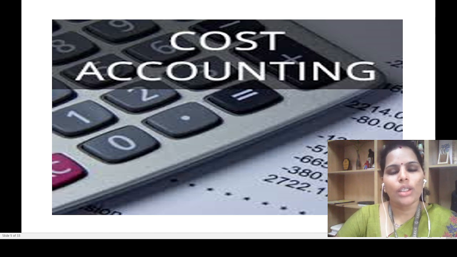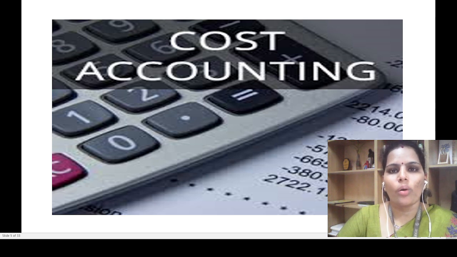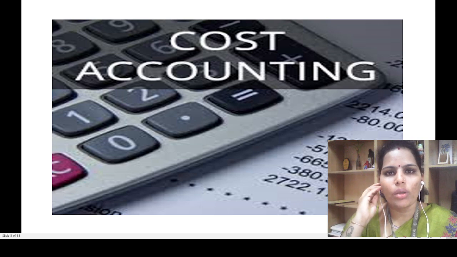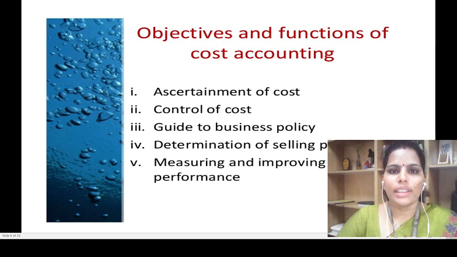Next, we will see cost accounting. So what is the meaning of cost accounting? Cost accounting is nothing but the systematic record of all the costs which we incur. Whatever cost you incur, you have to record in one place, correct, in a systematic way. That process is called cost accounting. Next, we will see what the objectives of cost accounting are.